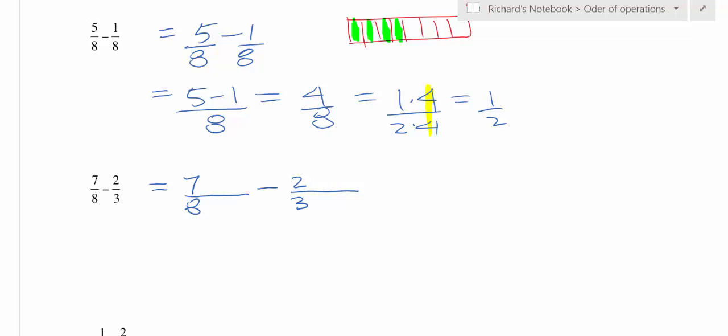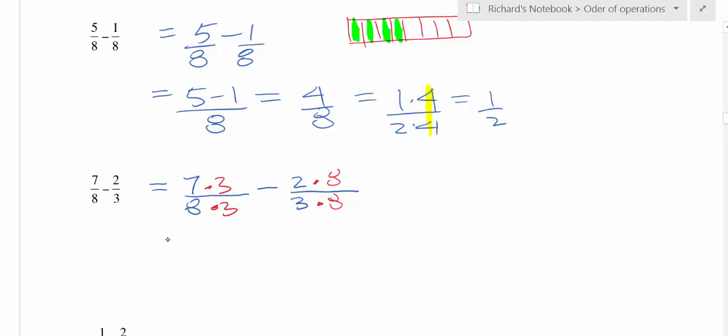Well, with the first fraction, I've got an 8 in the denominator. The other fraction has a 3, so I'm going to multiply 8 times 3. If I do that to the bottom, I do it to the top. With the other fraction, it's got a 3 in the denominator. The other fraction has an 8 in this denominator, so I'm going to multiply the 3 by 8. I'm going to multiply the 2 by 8.